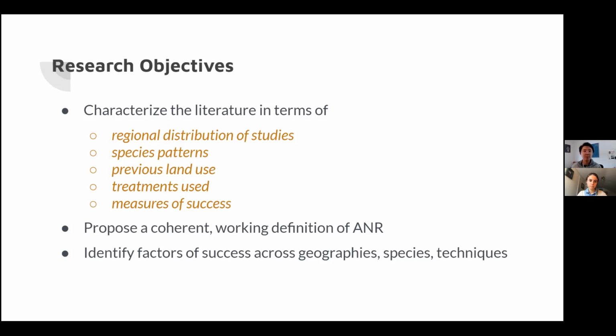And finally, we will be identifying factors of success across different geographies, species, and treatments, with the idea that understanding these success factors under specific local conditions can benefit the work of practitioners looking to restore tropical forests.